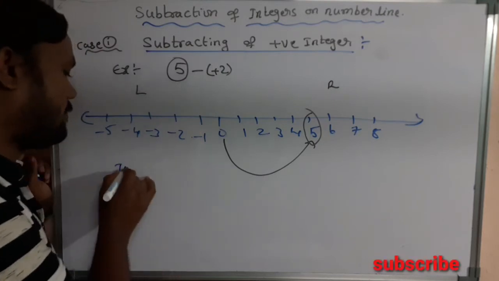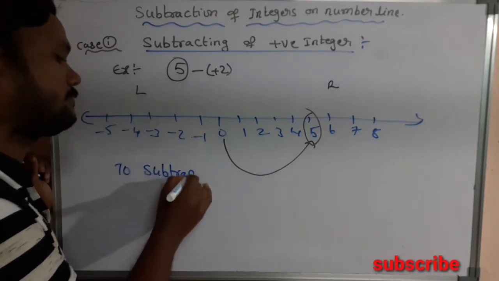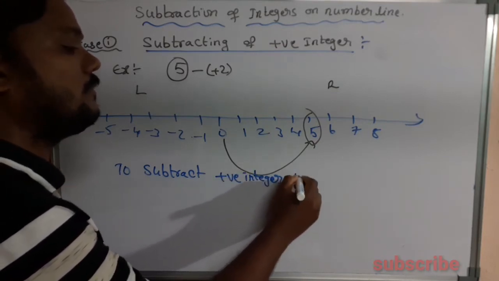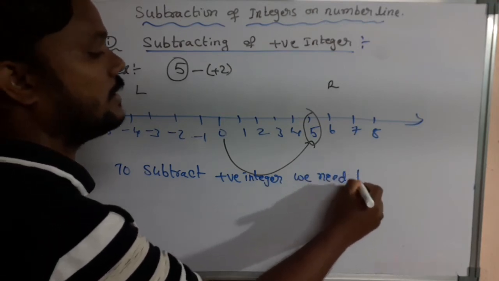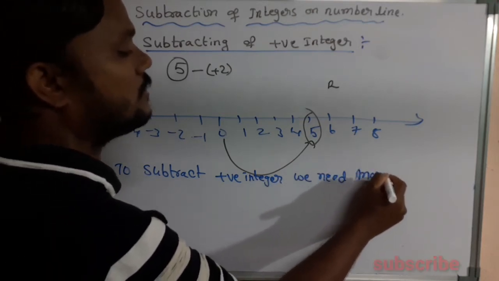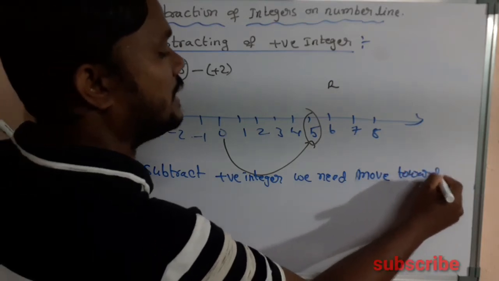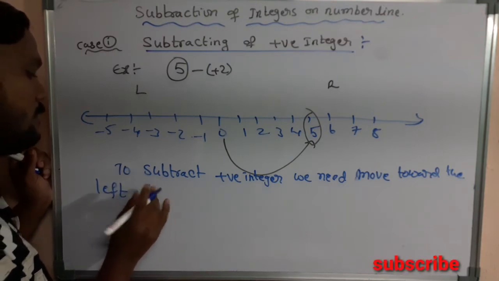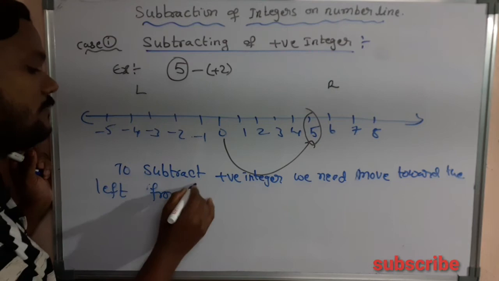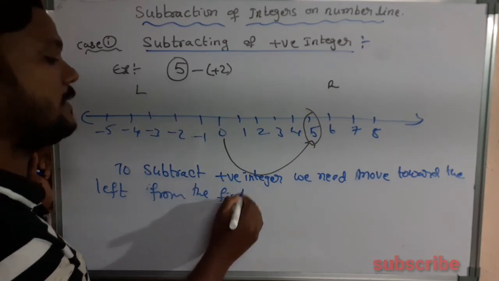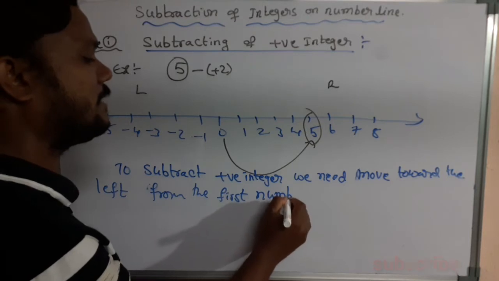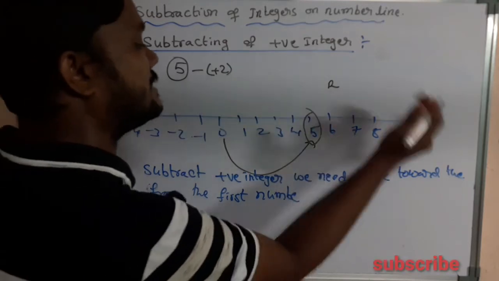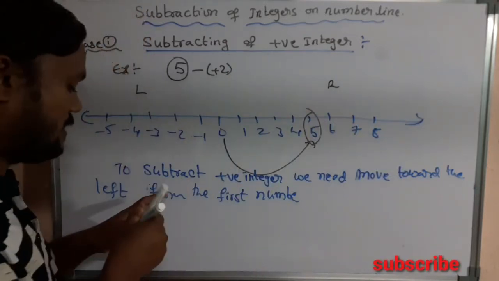To subtract a positive integer, we need to move towards the left from the first number. Our first number is 5, so we need to move towards the left. Left means which side, that side or this side? This side. How many steps we need to move?